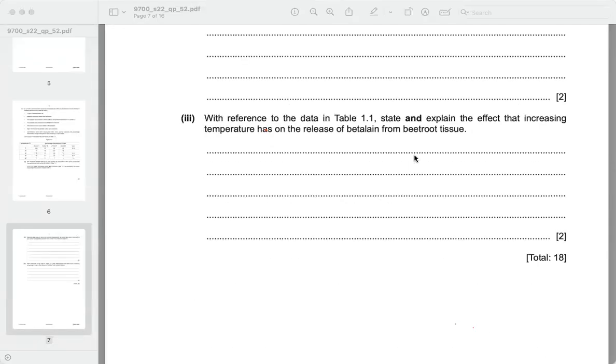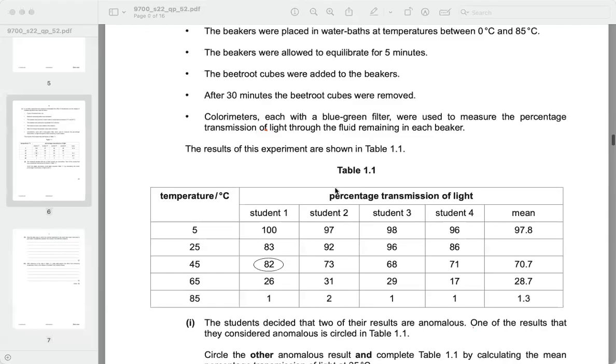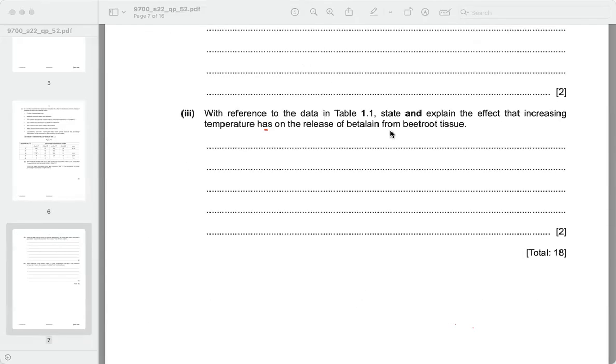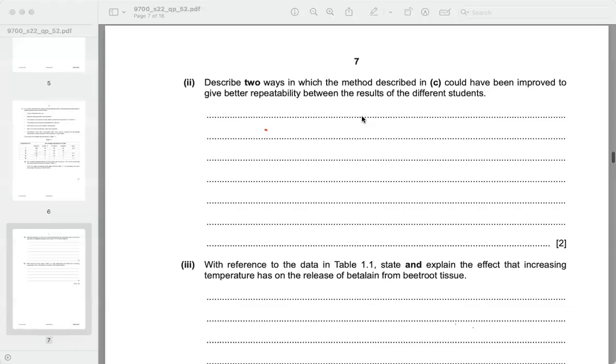The last part of question number 1 says, with reference to table 1.1. Now, what is table 1.1? This was table 1.1 where we took out the mean and we looked at a pattern. State and explain. So here again, 1 mark is for stating, 1 mark is for explaining the effect that increasing temperature has on the release of betalain. Now, what all does it have as an effect? Let's go and see. As we increase the temperature, what happens?